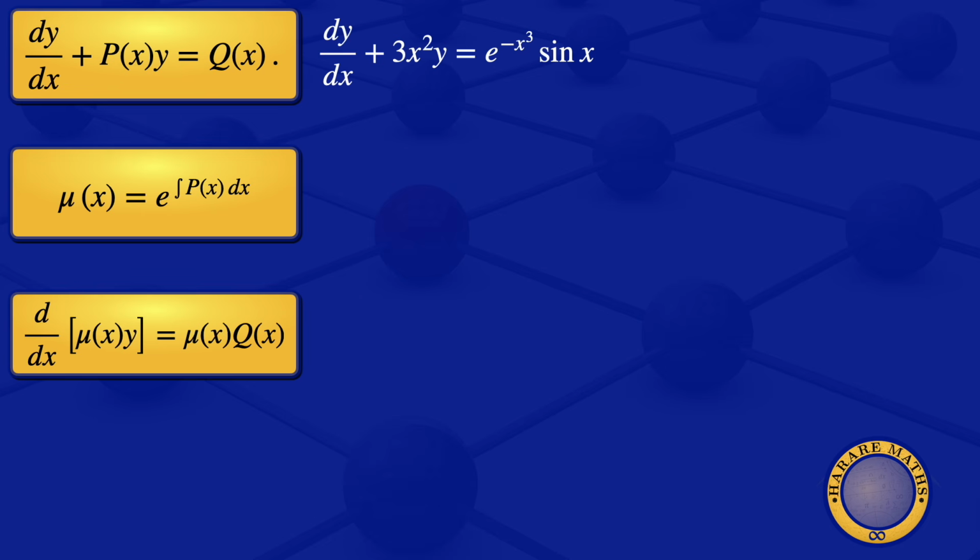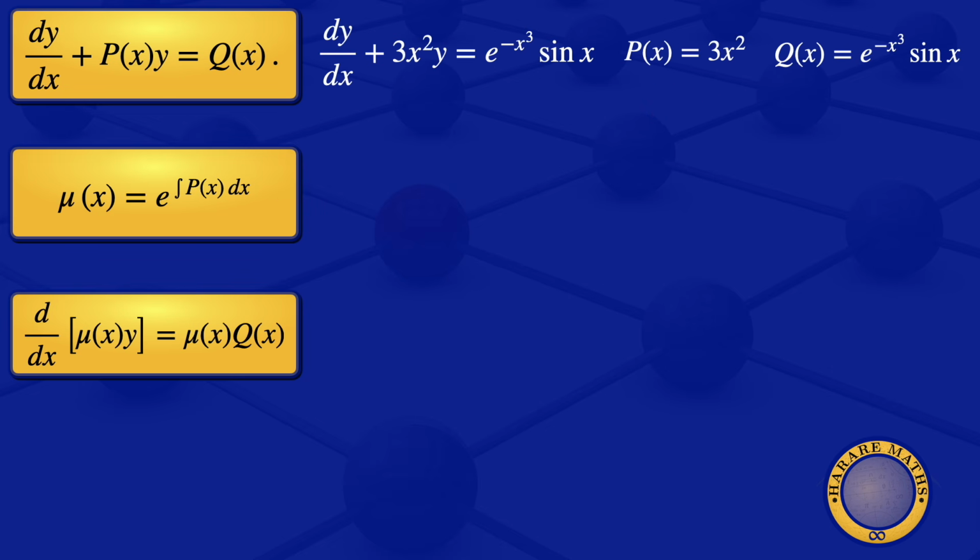Now, by comparison of these two equations, we see that the coefficient of y here is p, and the coefficient of y here is 3x squared. So we have our p of x is 3x squared. Then by looking at the right-hand side of this equation, we are having q of x. On the right-hand side here, we are having e to the power of minus x cubed multiplied by sine x. So by comparison, we see that q of x is equal to e to the power of minus x cubed multiplied by sine x.